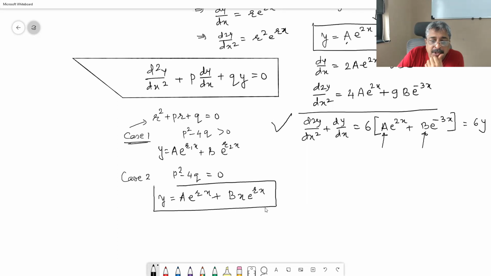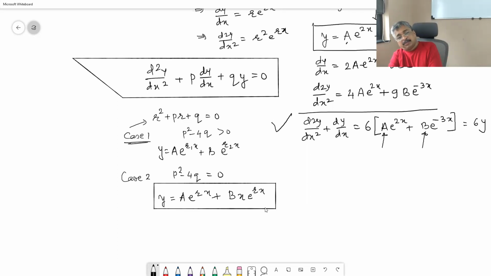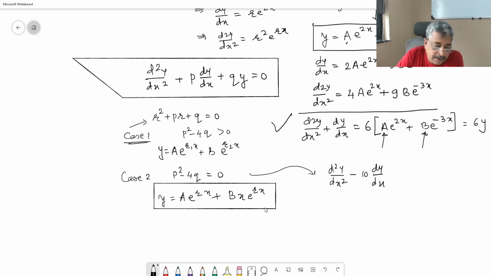Now these are some important things, because I cannot write b e raised to rx, then a plus b is going to be one constant, and therefore maybe we will look at this case in detail by taking an example, say d2y by dx square minus 10 dy by dx plus 25y is equal to 0. Okay, so r is equal to 5. That is what we get if we solve the quadratic in r, and therefore we get y is equal to e raised to 5x by the work that we have done.